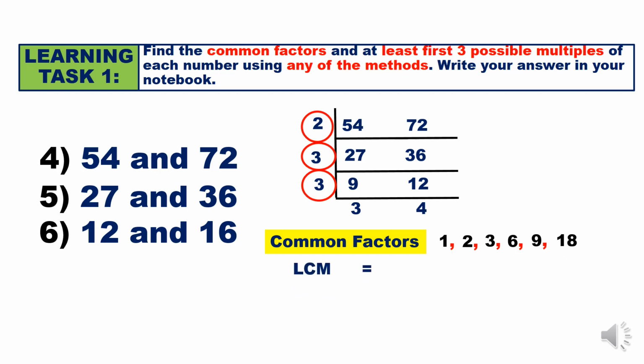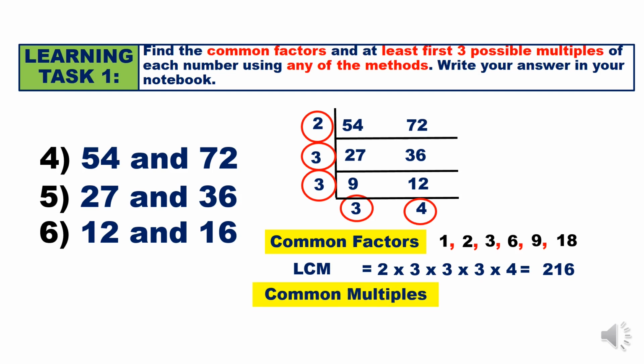Ang LCM, i-multiply lang ang 2 times 3 times 3 times 3 times 4 equals 216. At ang common multiples nila ay 216, 432, 648.